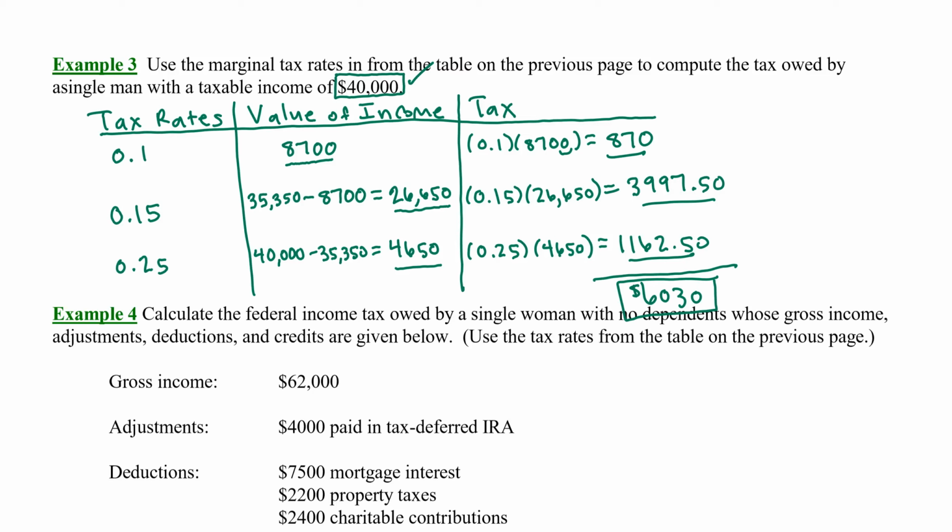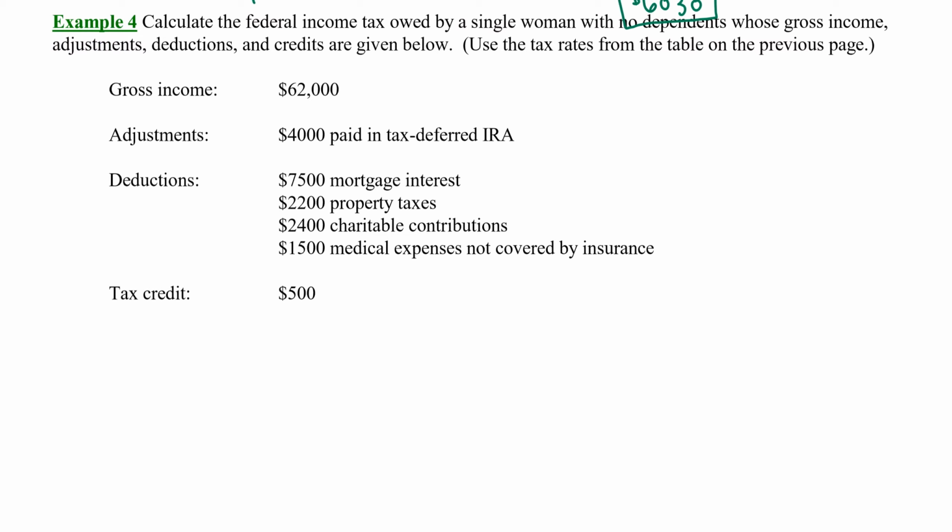Okay, let's do an example of the entire thing. We're going to start with calculating taxable income and then use the tax table to determine tax. Example 4, calculate the federal income tax owed by a single woman with no dependents whose gross income, adjustments, deductions, and credits are given below. And we're going to use the tax rates from the example table on the previous page.